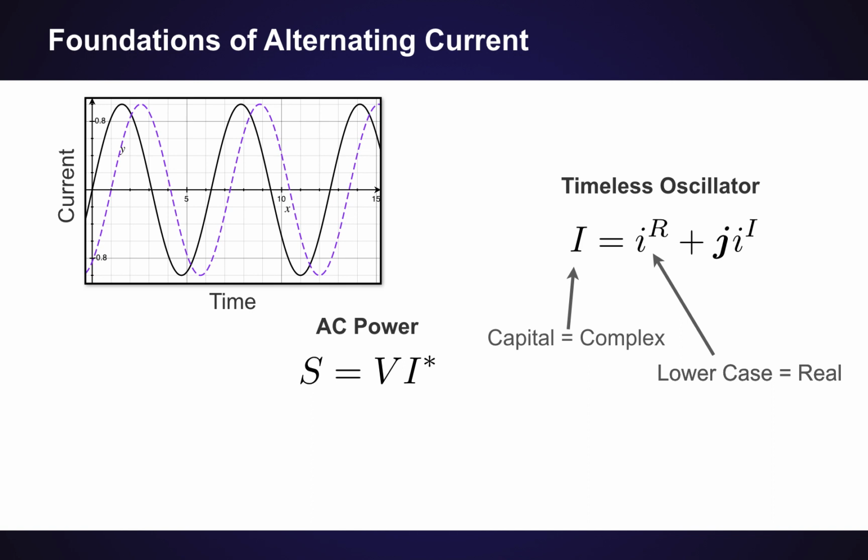Now if we look at the definition of AC power, we would have that S, the AC power, the complex power, is given by the multiplication of the voltage, which is again a complex number representing one of those sinusoids, and the current complex conjugate. If you multiply those numbers together and group things accordingly, you will get that S is also a complex number which consists of a real part and an imaginary part. And that represents the active power and the reactive power.